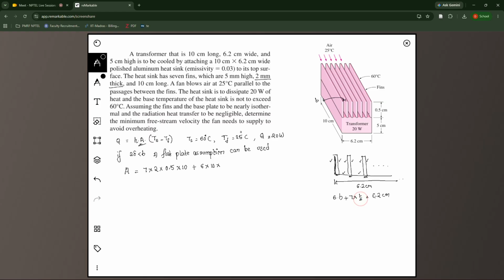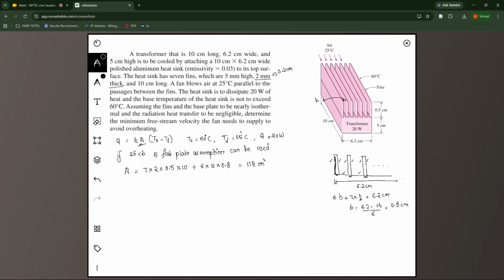And thickness is given as 2 mm, which is 0.2 centimeter. So if you substitute that, from that we can get the value of b. It's coming to around 4.8 by 6. That is around 0.8 centimeter. You can compute this value.